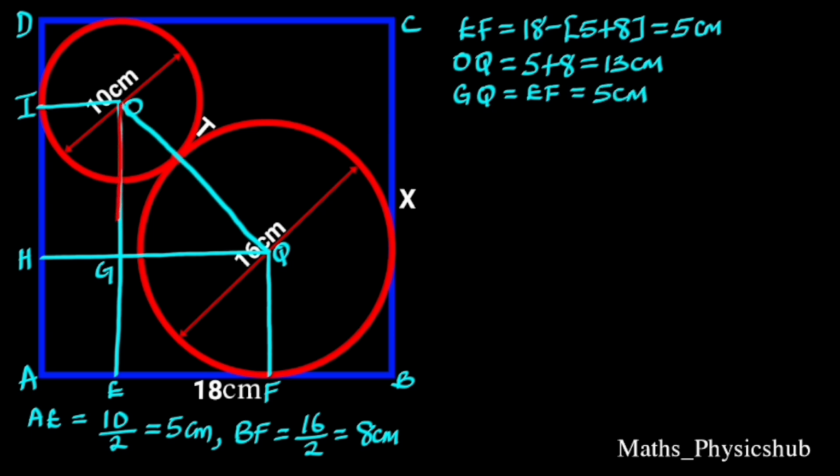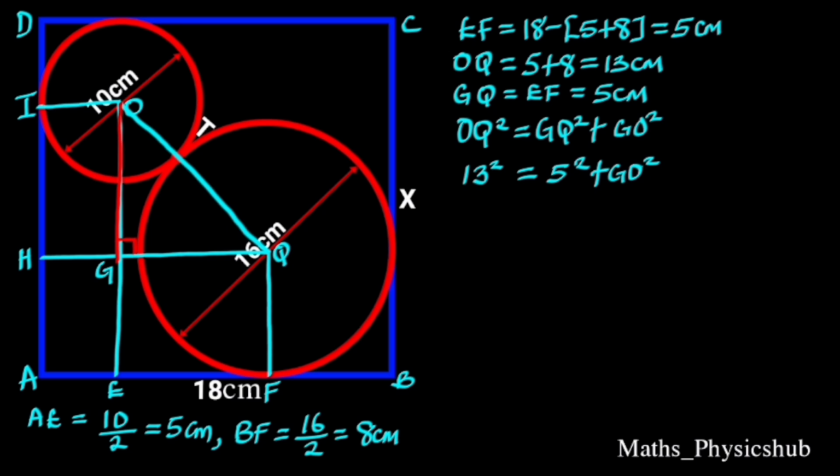Since triangle GOQ is a right-angled triangle, we are going to use Pythagoras rule to find GO. From Pythagoras rule, OQ squared equals GQ squared plus GO squared. Next we plug in the values of OQ and GQ in this formula. Doing so will give us 13 squared equals 5 squared plus GO squared. 13 squared is 169, and 5 squared is 25, which follows that 169 is equal to 25 plus GO squared.